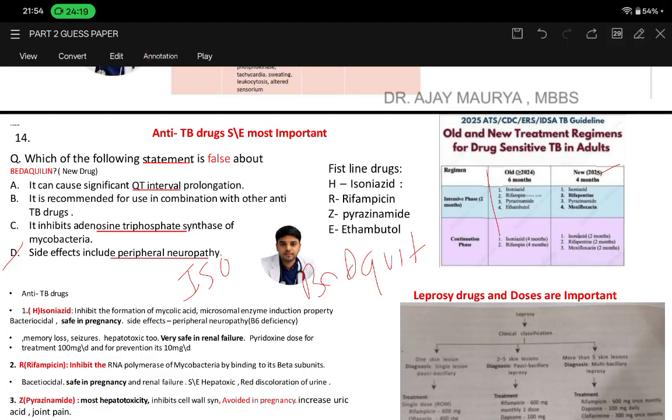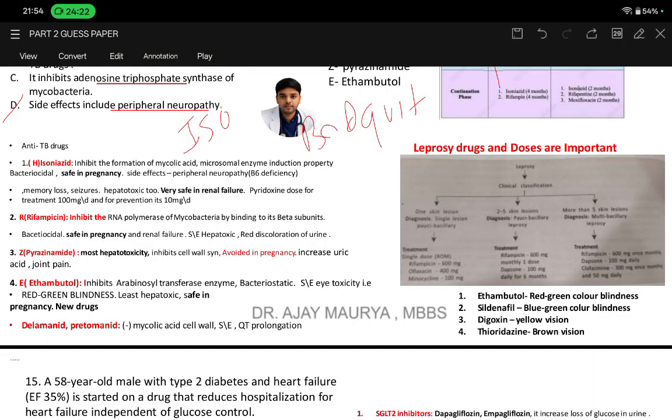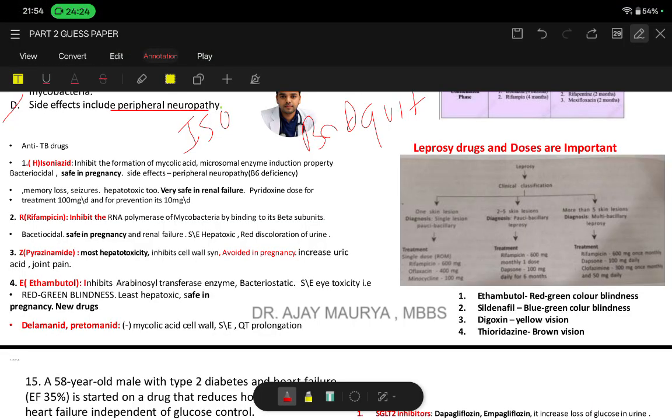Okay, so from the TB drugs I will tell you the important things you have to remember. See, isoniazid, they will ask which side effect it is: peripheral neuropathy. Okay? So that's why you have to combine it with vitamin B6 pyridoxine. This is one question. Next one, rifampicin. Rifampicin inhibits RNA polymerase. The main side effect is red discoloration of the urine. Okay? From this, one question.